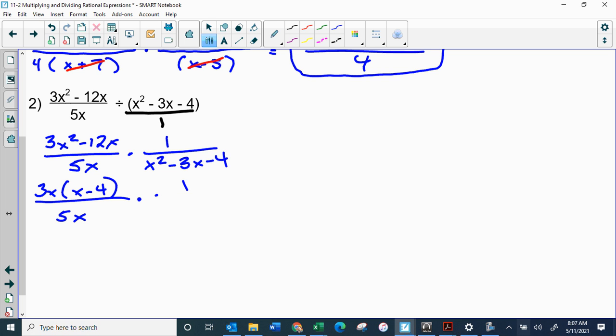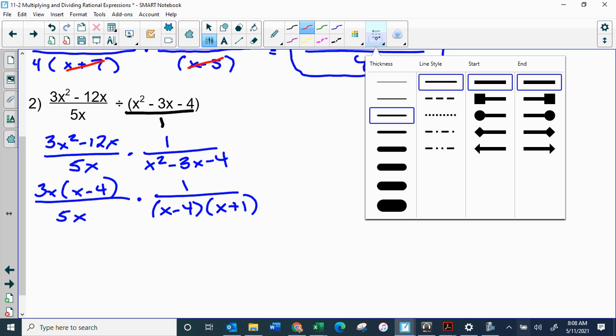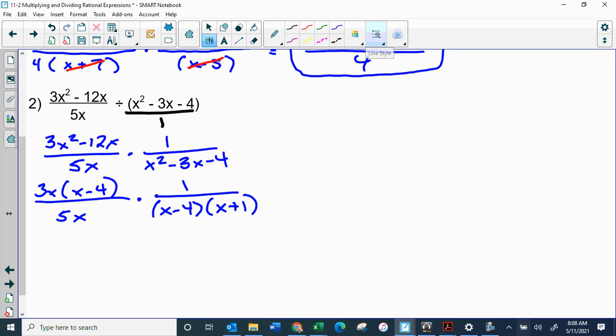Times 1 over two numbers that multiply to negative 4 and add to negative 3. That would be negative 4 and 1. So x minus 4 times x plus 1. Let's see what we can simplify here, what we can cancel out. So I have an x minus 4 and an x minus 4.